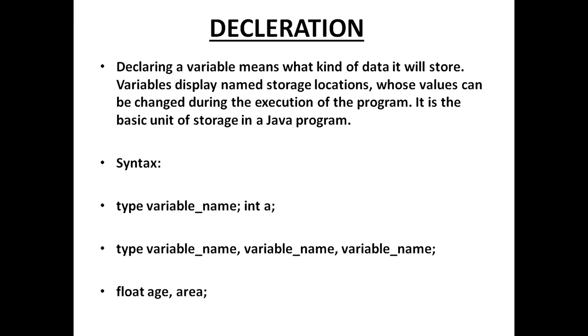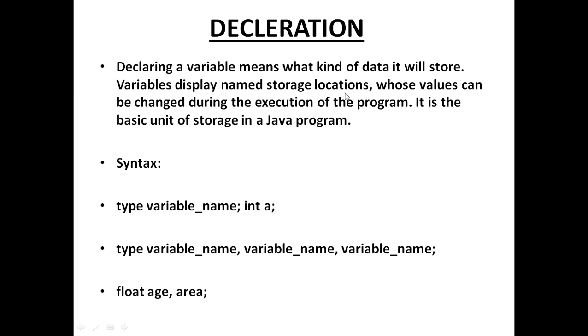Next, declaration. Declaration of a variable means what kind of data it will store. It is declared for what type of data is stored in programs.